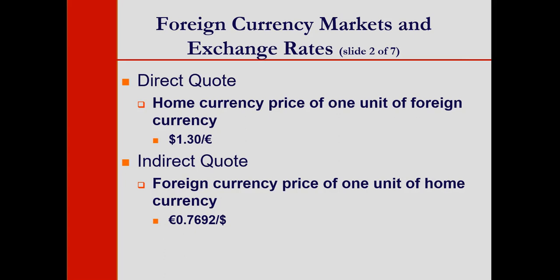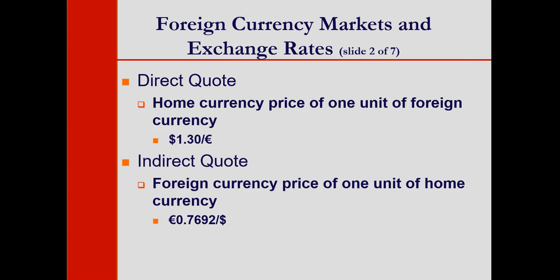So when home currency is dollars, right? So per unit of foreign currency prices, when they are quoted in terms of home currency, that is called direct quote. Indirect quote is basically the reciprocal of direct quote. Now here the foreign currency price of 1 unit of home currency.